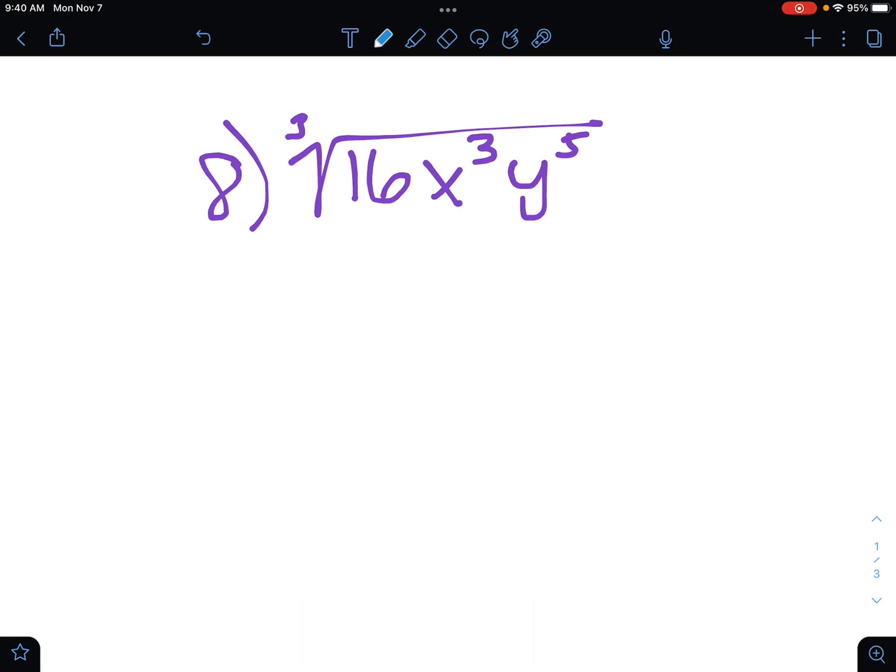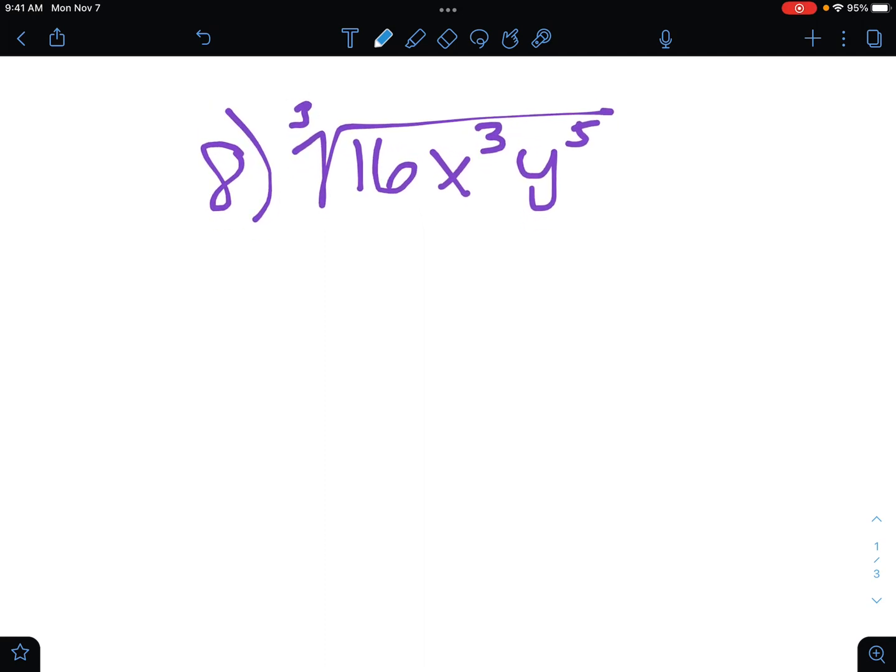Did you get stuck? What's the difference on this one? This one has that little 3 in the chair. What does that do? All the other ones were square roots, which means groups of 2. That little 3 in the chair says, well, this is a cube root, which means we need groups of 3.